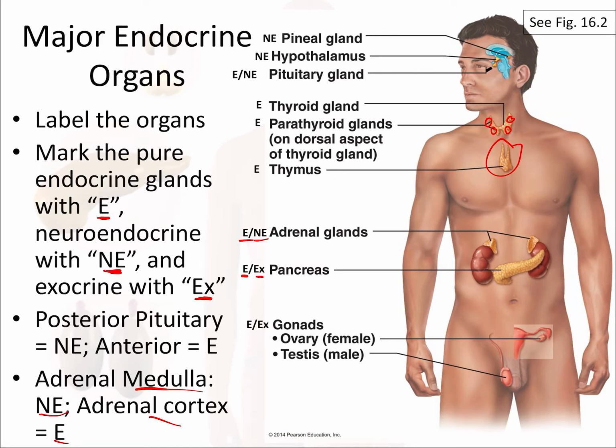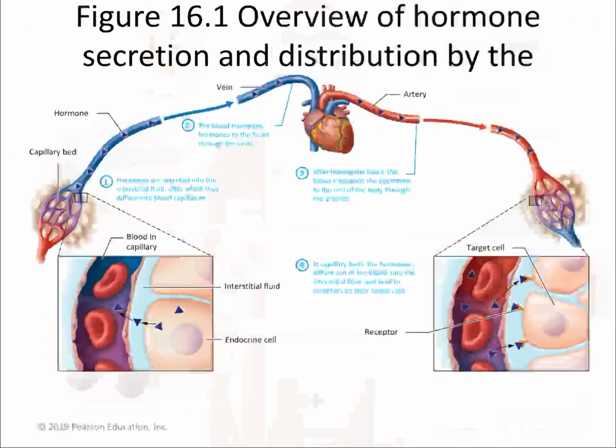And then the gonads, so ovary in female, testes in male, they also are endocrine as well as exocrine. Okay, so that's a little overview of those. This is just kind of a look at how hormones get released and what they do.